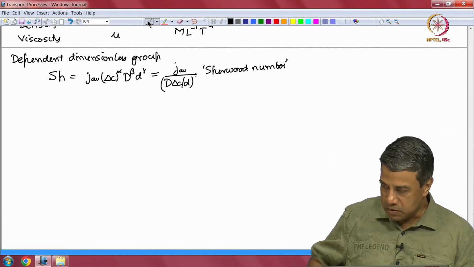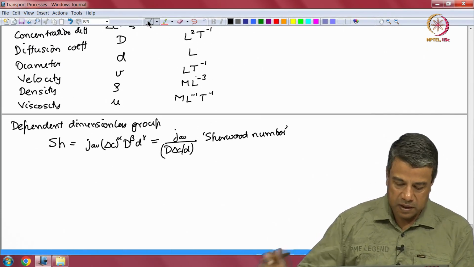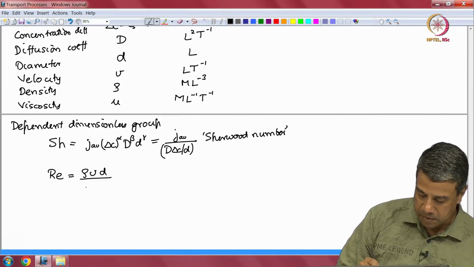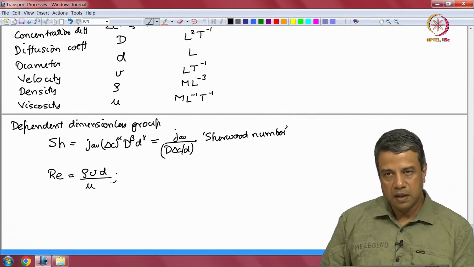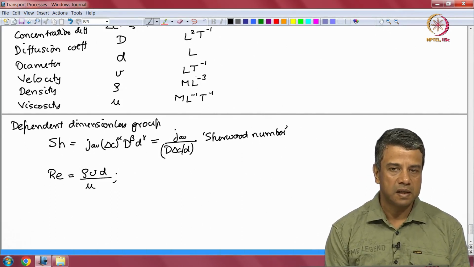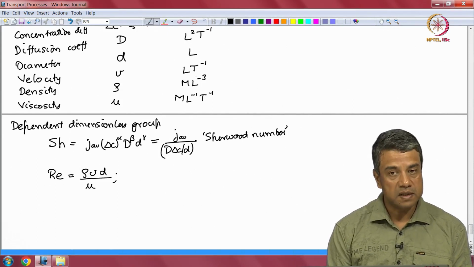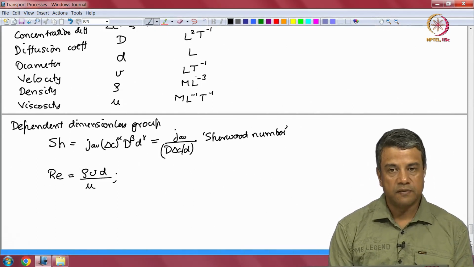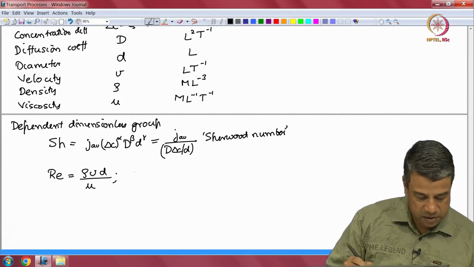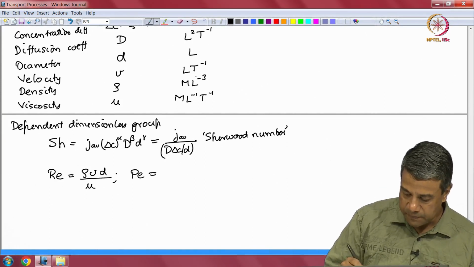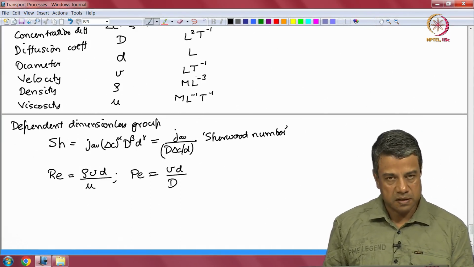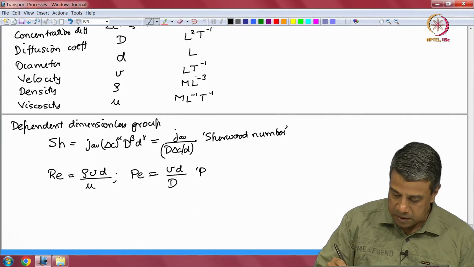What are the independent dimensionless groups? One of them we already calculated, the Reynolds number is equal to rho v d by mu. And there is another dimensionless group, and that has to involve the velocity and the diffusion coefficient. Note that the velocity has dimensions of length per time, diffusion coefficient has dimensions of length square per time. So, I can just construct a dimensionless group as velocity times diameter by the diffusion coefficient. This is dimensionless, and this is what is called a Peclet number.